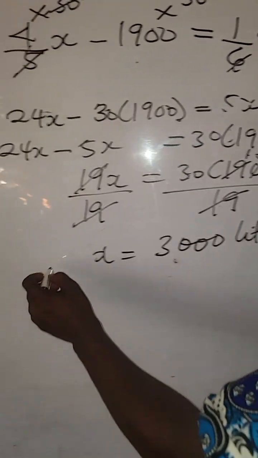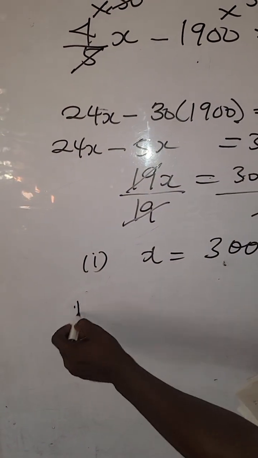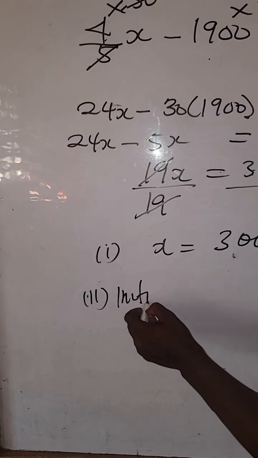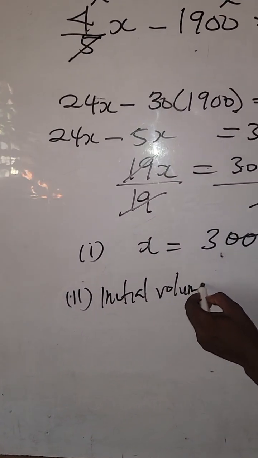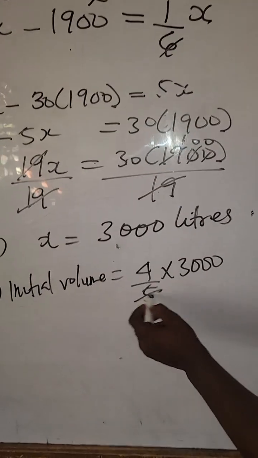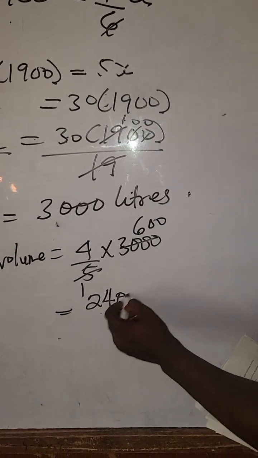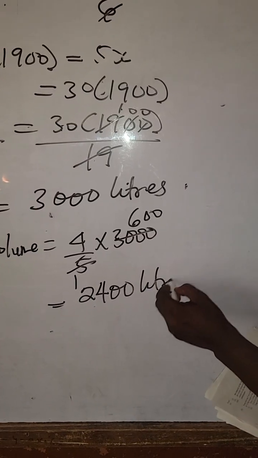That's the A. Now the B is the initial volume of water in the tank. So initial volume is 4/5 of X. 5 here 1, 5 here 600. 4 times that is 2,400 liters.